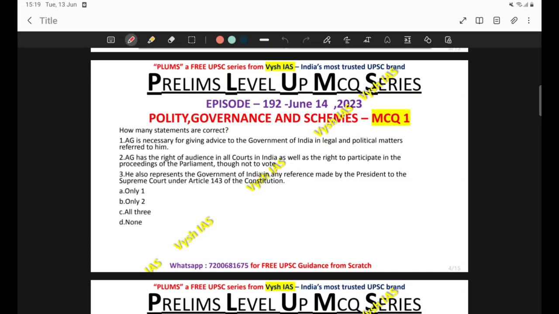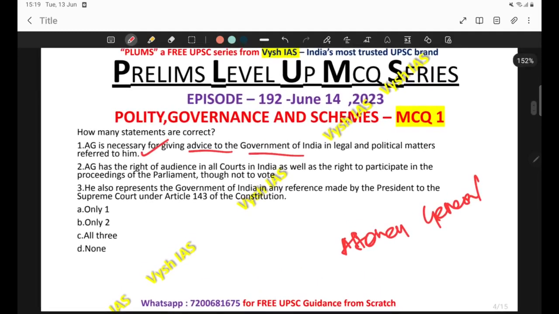Let's move on to the first question of the day. How many statements are correct? AG means Attorney General, so the question is about the Attorney General. The first statement: AG is necessary for giving advice to the government of India in legal and political matters referred to him. The second statement reads: AG has the right of audience in all the courts in India as well as the right to participate in the proceedings of Parliament, though not the right to vote. Then, he also represents the government of India in any reference made by the President to the Supreme Court under Article 143 of the Constitution.